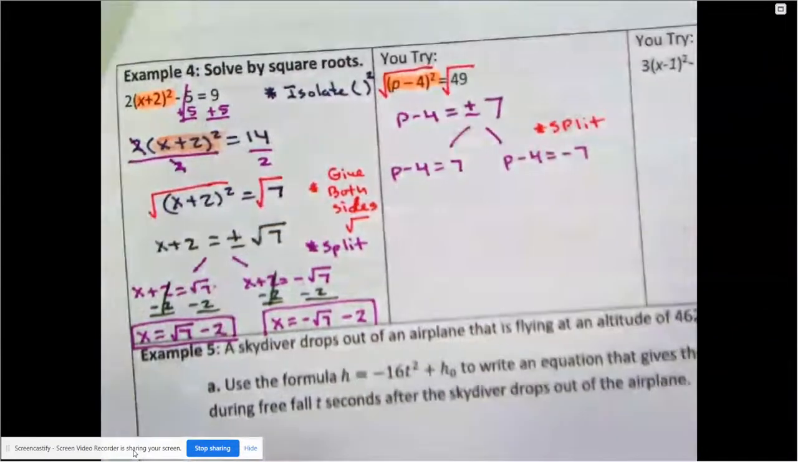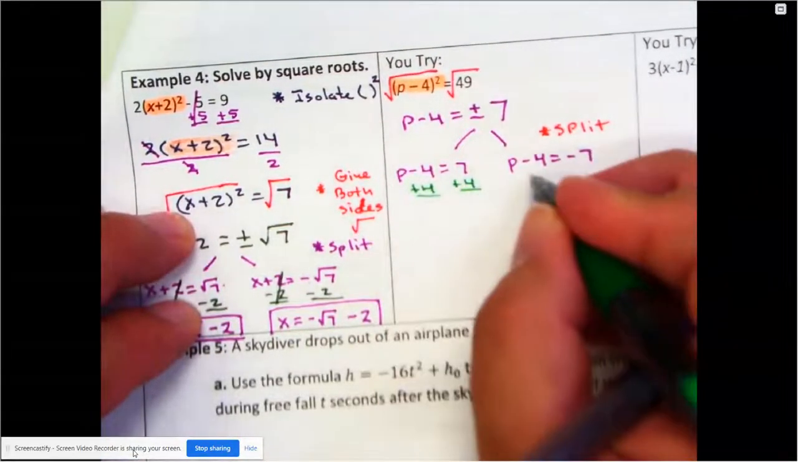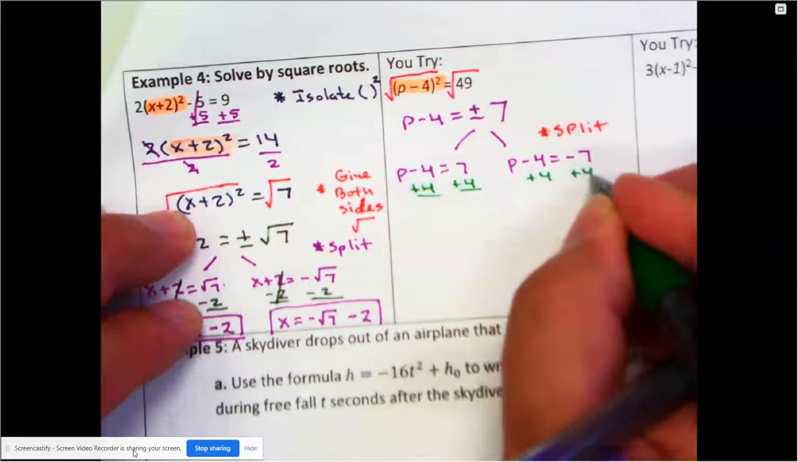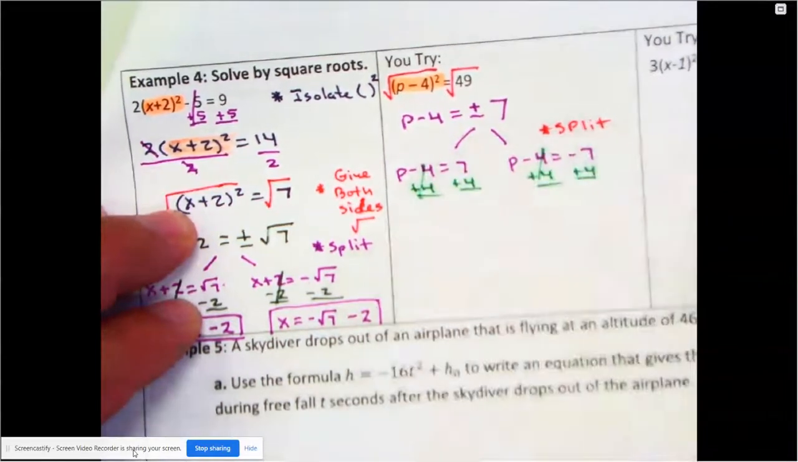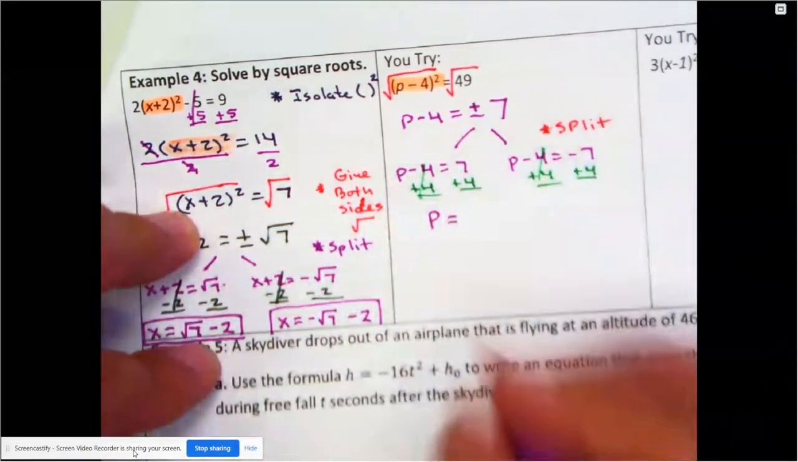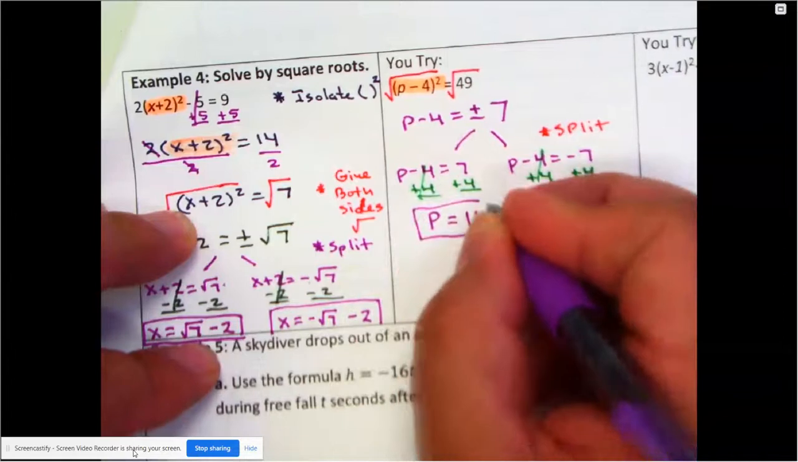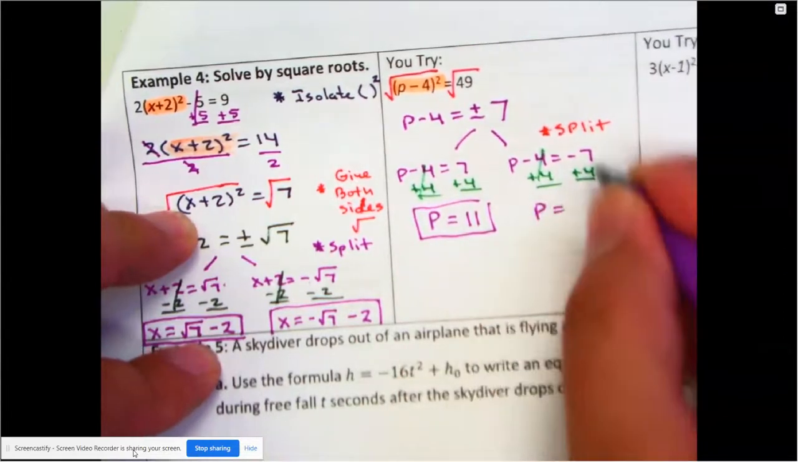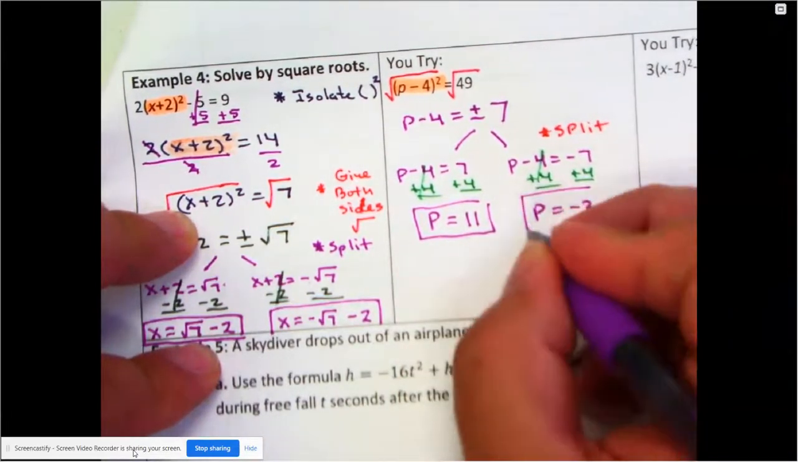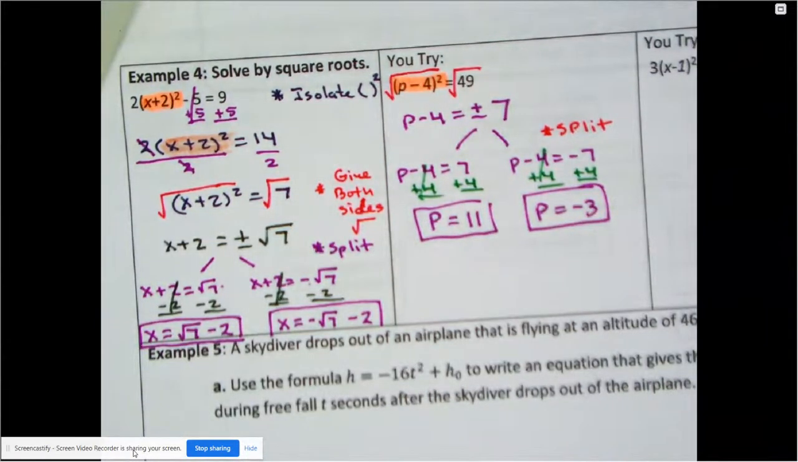Now we can do the work. I'll add a 4 here to both sides. Same thing here. Look, I'll add a 4 to both sides. And just like that, we have our new p-intercepts, because they're not calling it x this time. 7 plus 4 is 11. There's my first one. And over here, p is equal to negative 3. So just like that, we have our 2 intercepts for this quadratic.